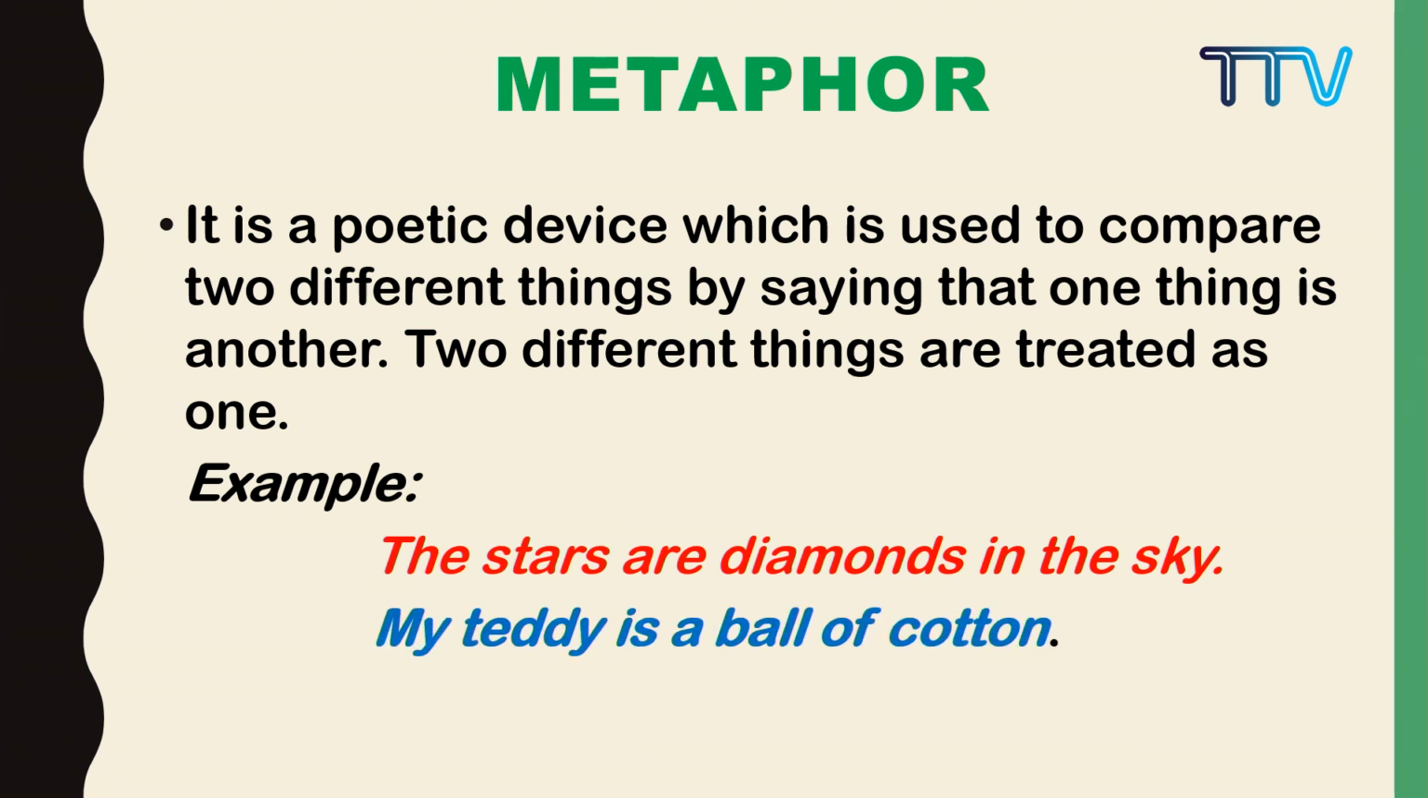My teddy is a ball of cotton. Okay, so teddy is compared to a ball of cotton, but you are not using the words like and as. You are directly implying the comparison of the teddy to that of a ball of cotton. My teddy is a ball of cotton.